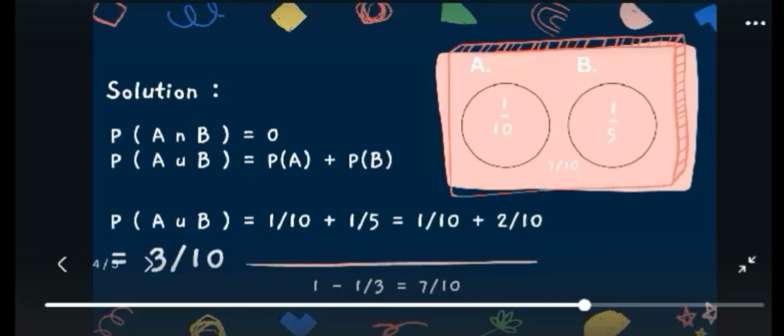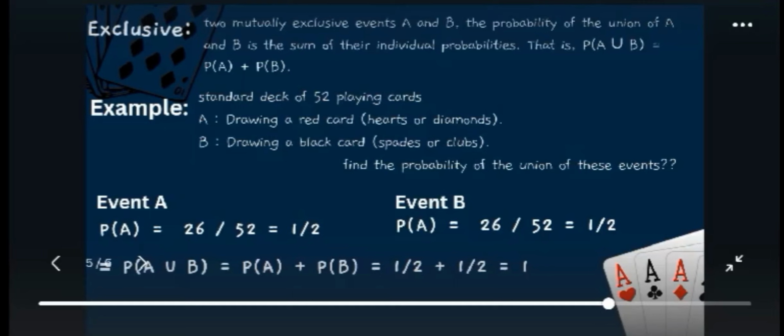And probability A union B is 1/10 plus 1/5, which is equal to 1/10 plus 2/10, because the fraction of 1/5 is 2/10. So 1/10 plus 2/10 equals 3/10. So 1 minus 3/10 is equal to 7/10, and that's the union of the example. So the next is exclusive events.